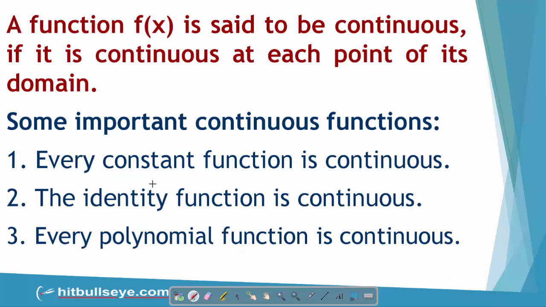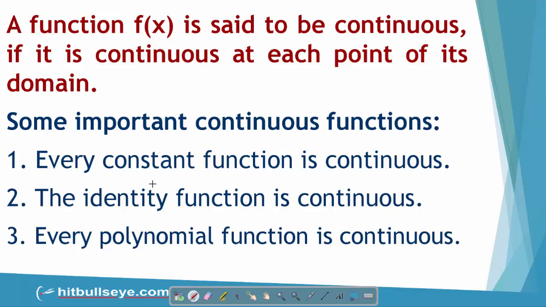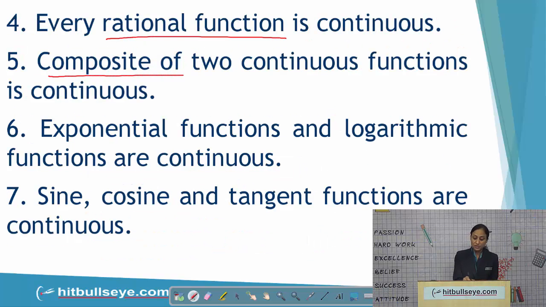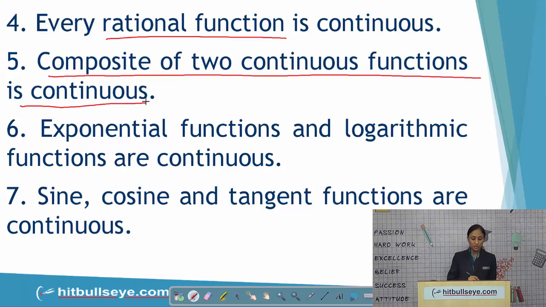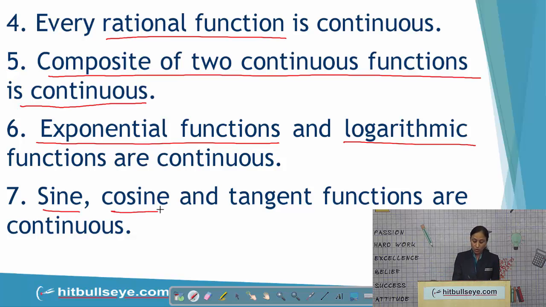A function f(x) is said to be continuous. Now remember, we are not saying continuous at x equal to a. We are saying it is continuous in general if it is continuous at each point of its domain. That is, if it is continuous at every point of the domain, then we say that it is a continuous function. Now this is a list of some important continuous functions: constant function, identity function, polynomial functions, rational functions, composite of two continuous functions, which is also a continuous function, exponential function, log functions, sine, cos and tan functions. These are all continuous functions.